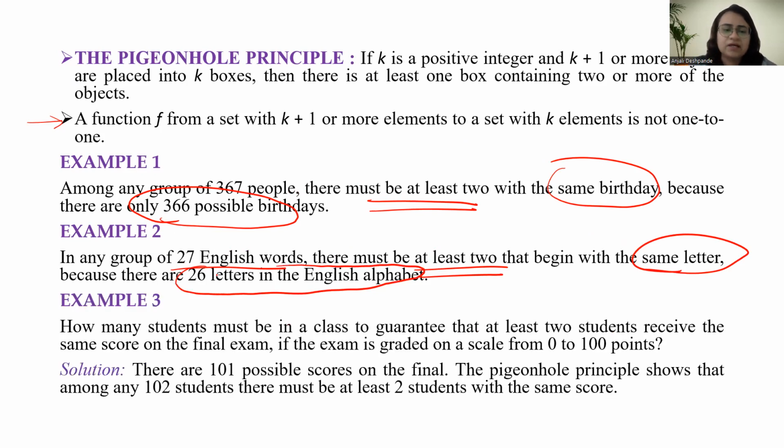The third example is, how many students must be in a class to guarantee that at least two students receive the same score on the final exam if the exam is graded on a scale from 0 to 100? As from 0 to 100, there are 101 possible scores. So according to the pigeonhole principle, there should be 102 students to ensure that at least two students have the same score.